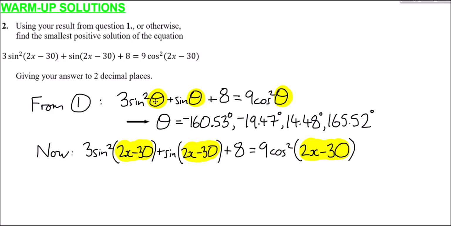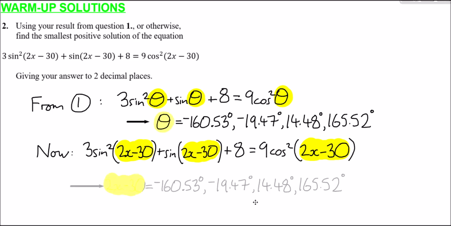So if we're solving in terms of theta, and we had this, theta equals these 4 values, because it's exactly the same format, therefore 2x minus 30 would also be the exact same values like so, because theta and 2x minus 30 are one and the same thing essentially. So which one of these 4 scenarios, which one of these possible candidates would give us the smallest value of x? Bear in mind, to make x the subject and solve for x, we need to add 30 and then half. So this one here, if we added 30, it'd still be negative. That wouldn't work. We want the smallest positive solution.